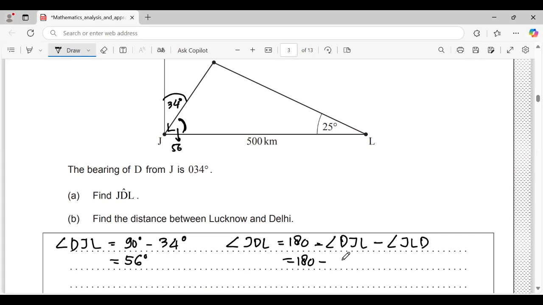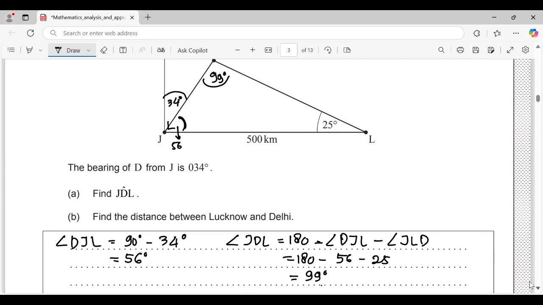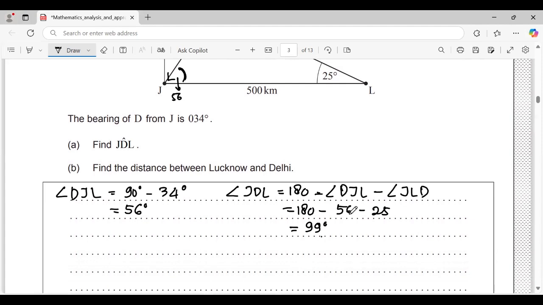180 minus 56 and minus 25, okay, and it is 99. So this angle is 99 degrees. Yeah, correct. 99.